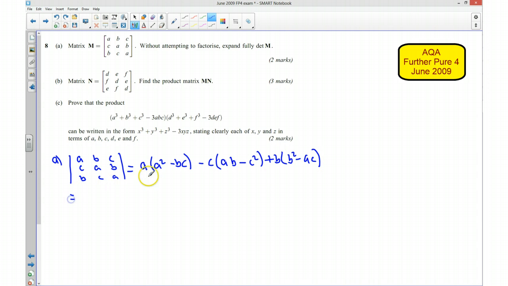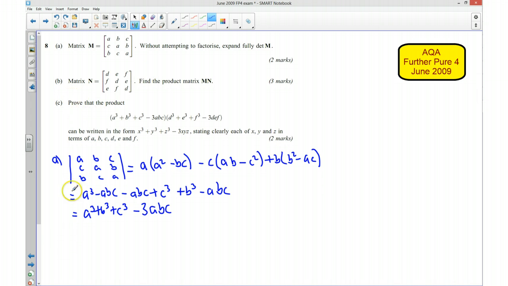Okay, so that's going to be equal to A cubed take away ABC, take away ABC plus C cubed, and then plus B cubed take away ABC. And that's going to be equal to A cubed plus B cubed plus C cubed take away 3 lots of ABC.